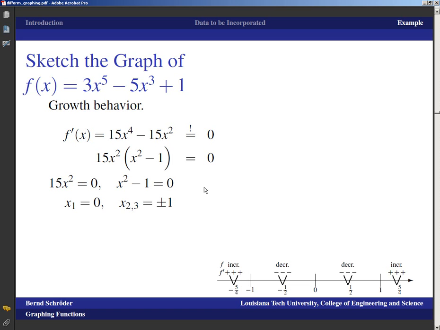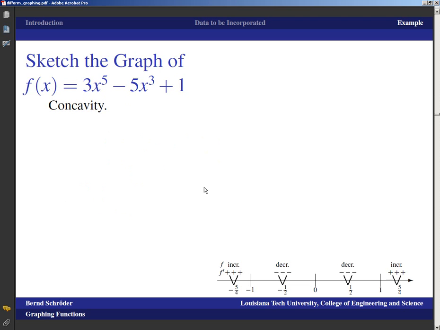And now we can move on to concavity, and notice here that we're just keeping this information around, and we're going to put the concavity information on top of this. The first derivative was 15x to the fourth minus 15x squared, which means that the second derivative is 60x cubed, 4 times 15x cubed, minus 30x, which is 15 times 2x. And 30x is a common term here.